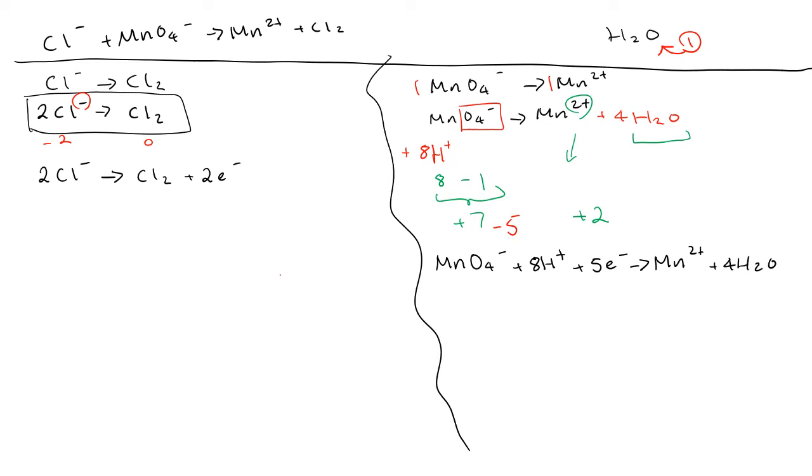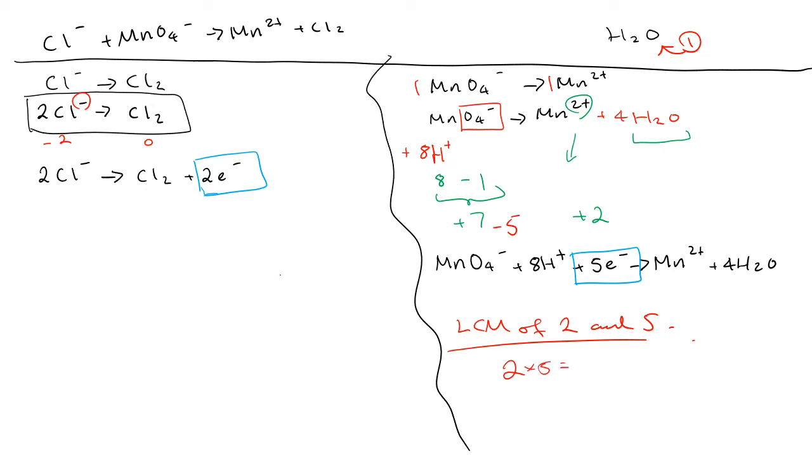And our next step is to balance the number of electrons in both equations. So we can see how in our first half equation we have 2 electrons, but in our second one we have 5. And later on we want to combine these 2 equations, and the only way to do that is if they have the same number of electrons. So we need to find the lowest common multiple of 2 and 5. And you should know this by now. The lowest common multiple is 2 times 5, which is 10.